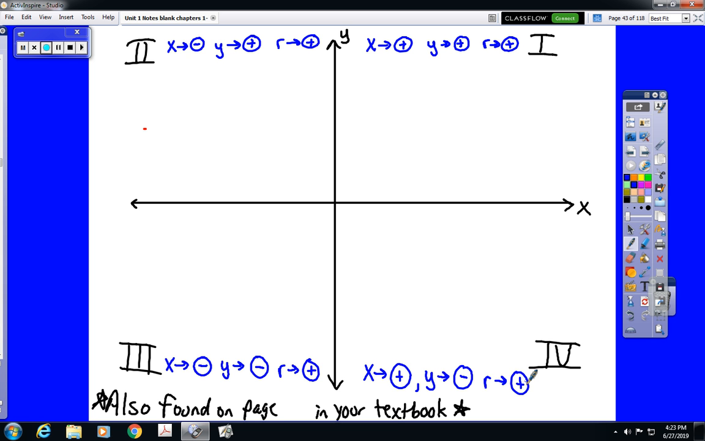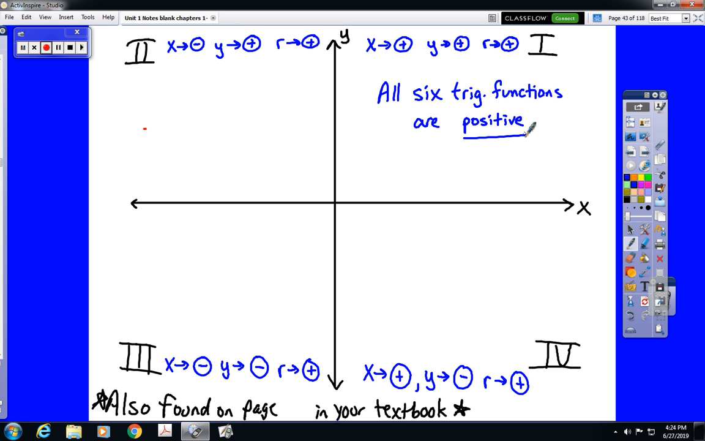Now, because x, y, and r are all positive in quadrant 1, it wouldn't matter which of our 6 trig functions we're looking at. All 6 of those fractions are going to be a positive divided by a positive, which means that all 6 trig functions in quadrant 1 are positive.